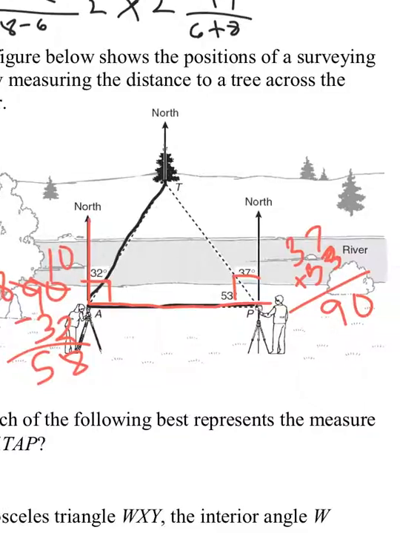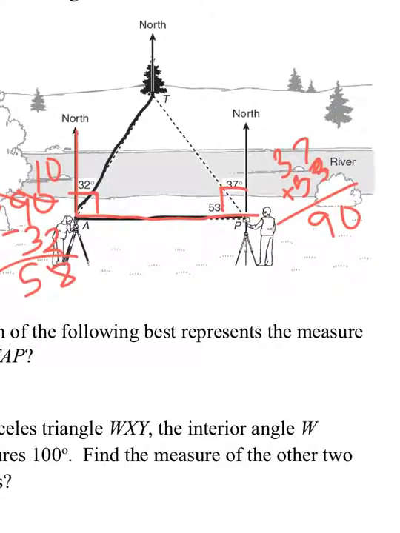Wait, is it 37? 58? Wait, 37 plus 33? No, on this side, 37 plus 53 makes 90. That's to show you it's a right angle. So it's true on the other side as well.